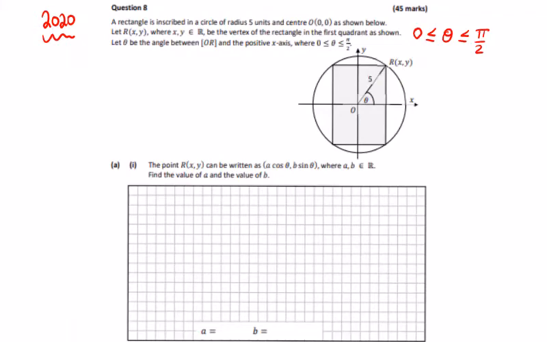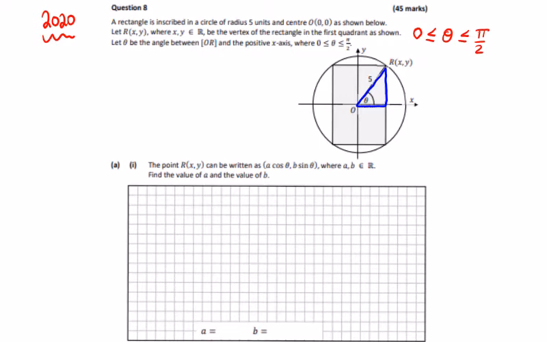Question 8 in 2008. A rectangle is inscribed in a circle of radius 5. Here it is. R is the point (x, y) and O is the center, (0, 0). The vertex of the rectangle is in the first quadrant, and theta is the angle between OR and the positive x-axis, and theta is between 0 and pi over 2.